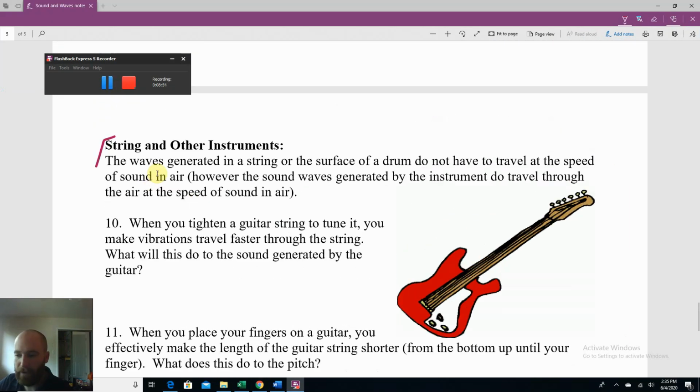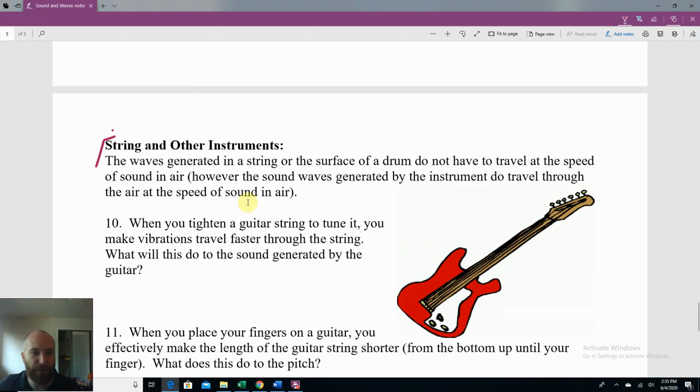Okay, so that's our wind instruments. Let's talk about string instruments, like the changes you make to them. The waves generated in the string or the surface of a drum do not have to travel at the speed of sound in air, although the sound waves generated do travel at the speed of sound in air. When you pluck a guitar string, you make waves in the string, and those can travel at different speeds. The guitar string can vibrate at whatever speed it wants. But once those sound waves enter the air, they all travel at 340.